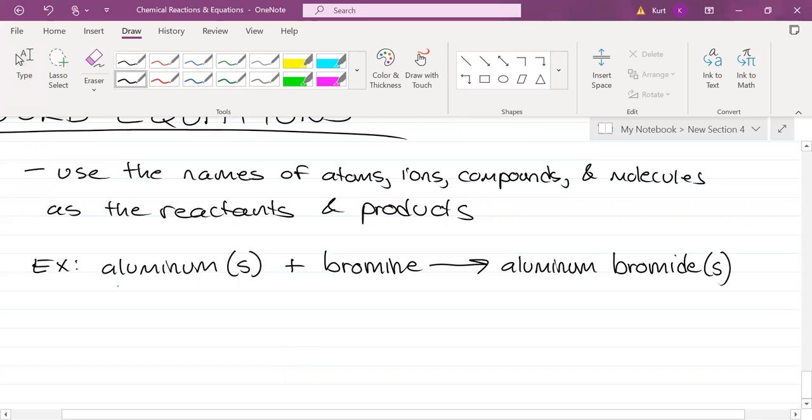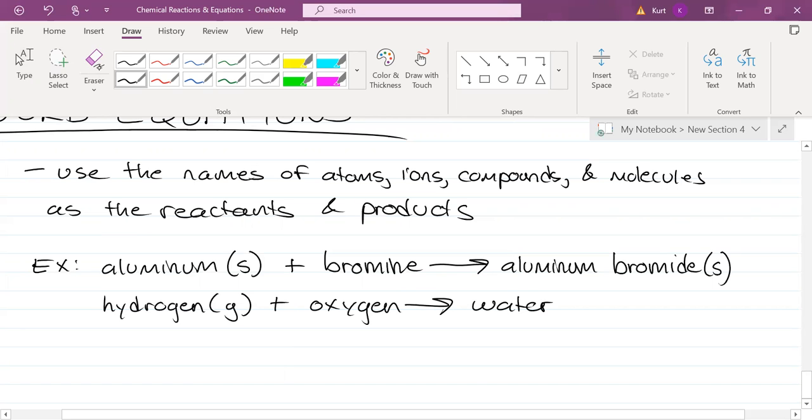Here's another one. Hydrogen reacts with oxygen to yield water. Oops, my guilty habit is I always forget to put the symbols for the state of matter. So call me out on it. I need to break that habit.